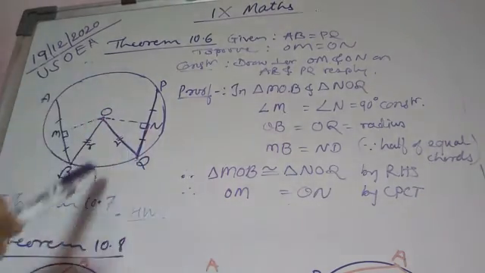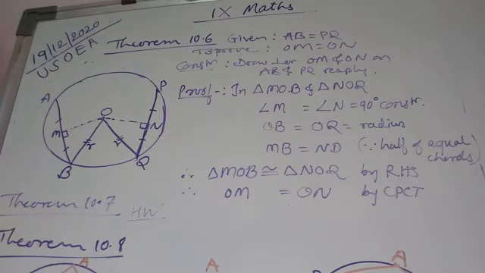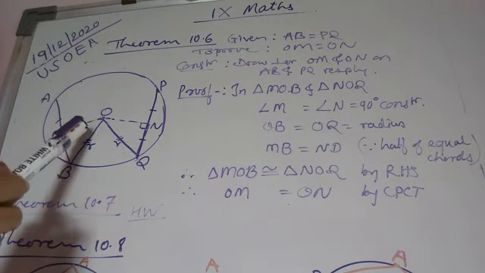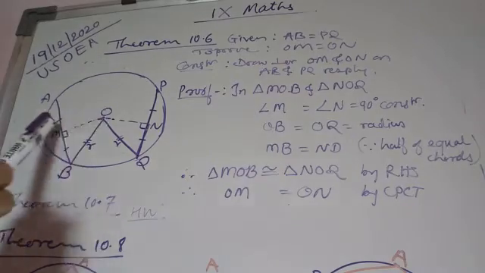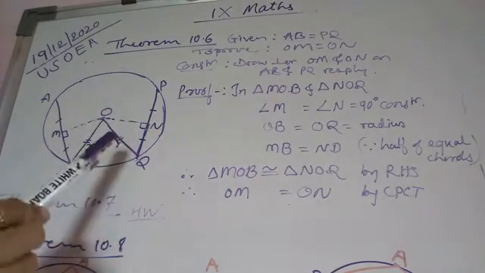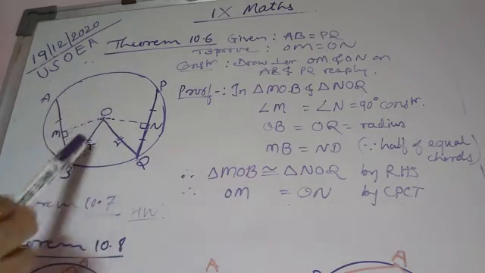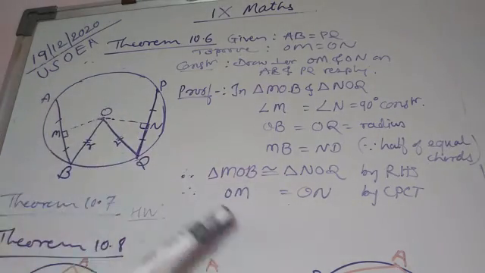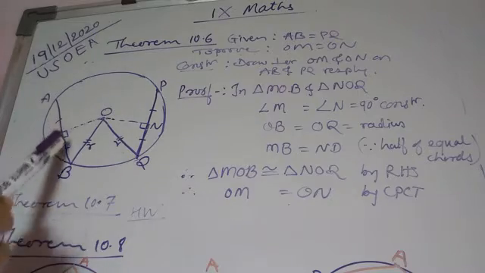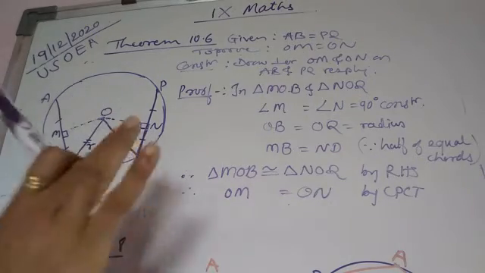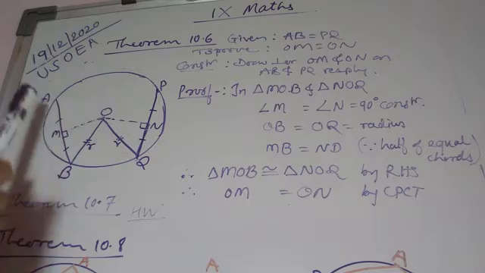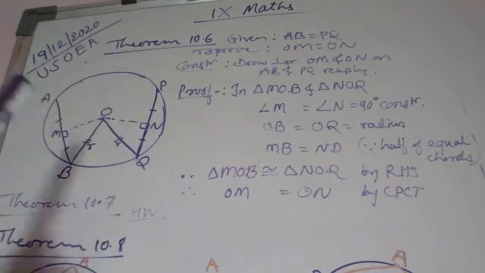So the same diagram you should draw for this theorem, and here this step, that this is equal to this, is already there and this will not be there. Again you can prove that these two triangles are congruent by RHS, and hence by CPCT you can say that MB will be equal to NQ, and hence make the double of it, that will be AB is equal to PQ. So that is your homework.